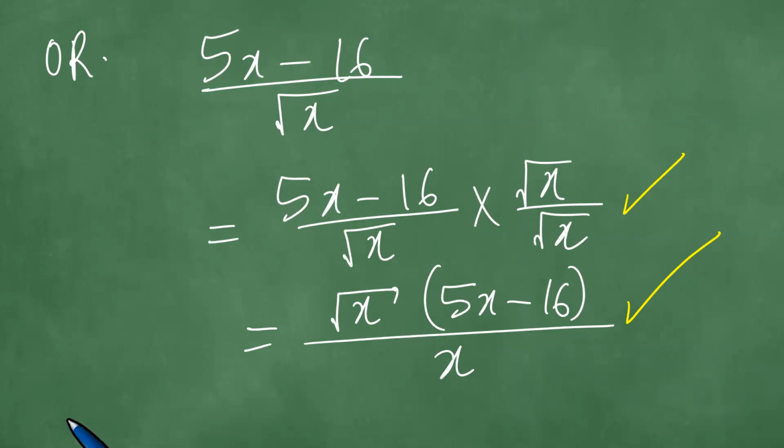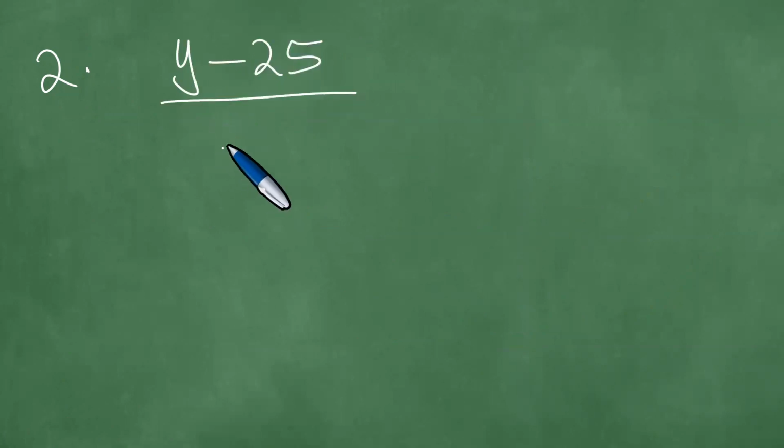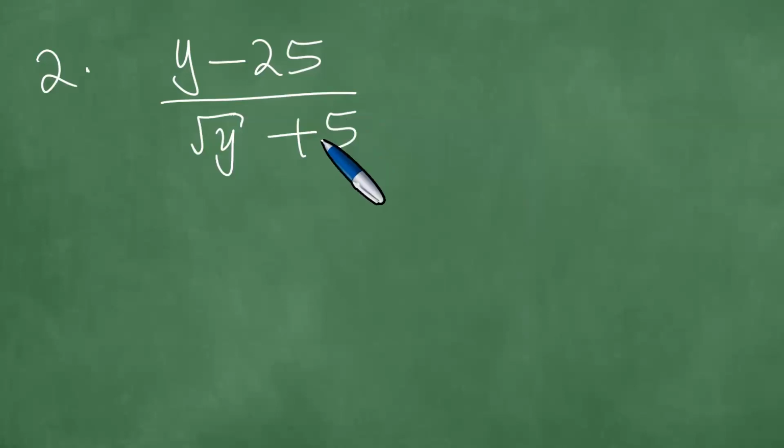Okay, now let's look at another question, number 2. Same question, you need to rationalize the denominator. This time, you have y minus 25 divided by the square root of y plus 5. Do this quickly, and let me know, please, when you're done.